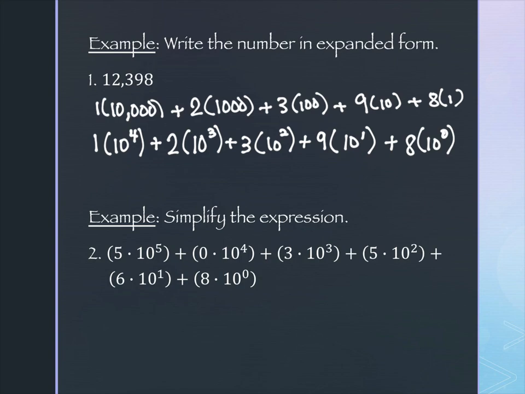Now, if we're going from an expanded form back into our standard form, as long as the powers of 10 are not skipped, right? So look at this. This says 10 to the 5th, 10 to the 4th, 10 to the 3rd, 10 squared, 10 to the 1st, 10 to the 0. As long as there's not any skipping going on, the numbers just show up in order. So they're all present from 5 down to 0. So we can literally write the numbers that come in front of the multiplication part as the digit in that place value. So we have 5, and then 0, and then 3, and then 5, and then 6, and then 8.